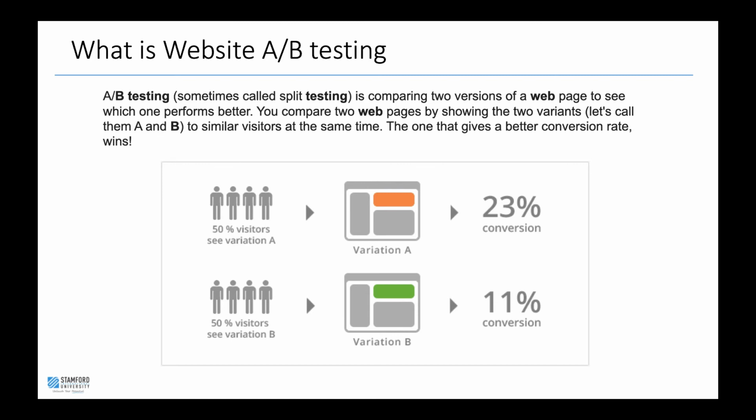So in this example, you can see 50-50 went to each variation. You can see what had a higher conversion rate. By now, you all know what conversion rate is, right? We learned that in the past sessions. So this is the concept of A/B testing, showing two different versions to people and seeing which one wins.